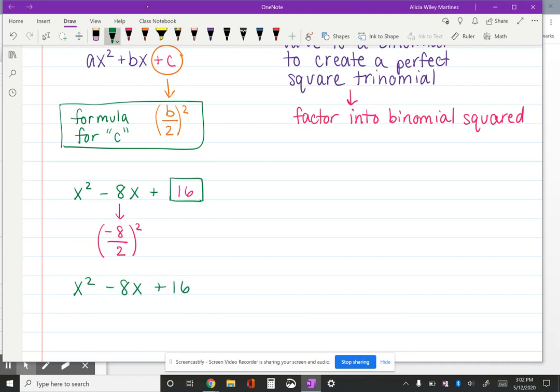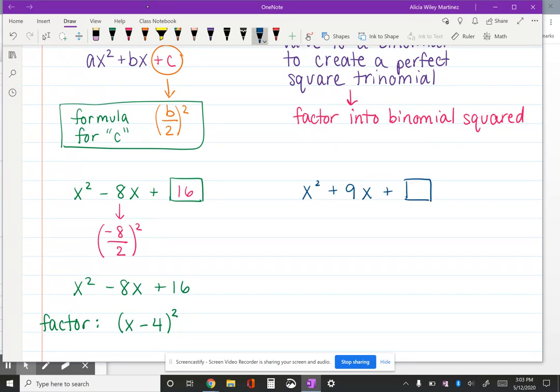Now, if we were to factor it, it would factor into 2 binomials that are exactly the same, which would be a binomial to the second power. So you know it's going to be x and x. And the way that we get negative 8 and 16 would be negative 4. Okay, so just to show you what it would look like if you complete the square and if you factor it.